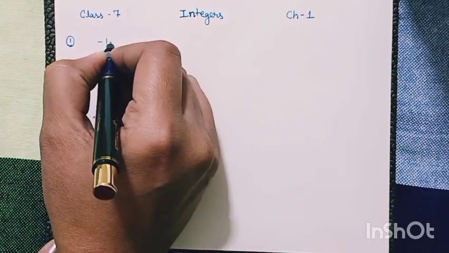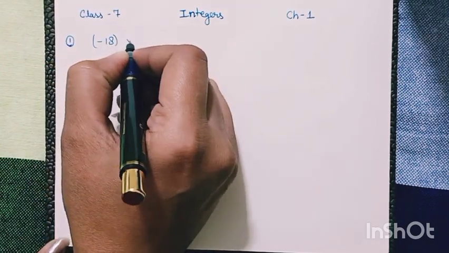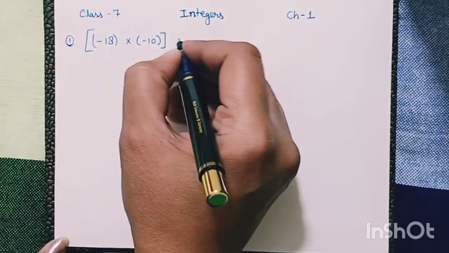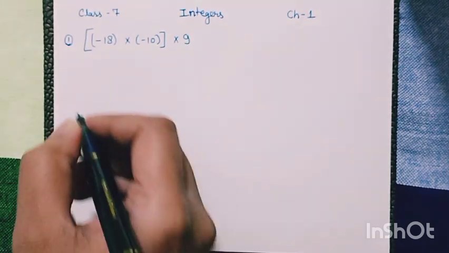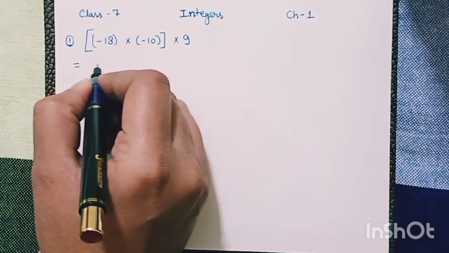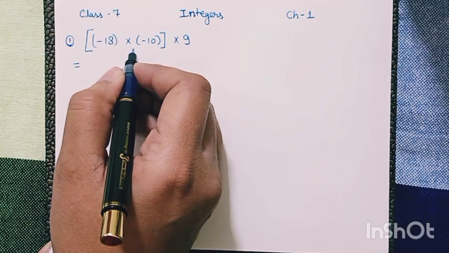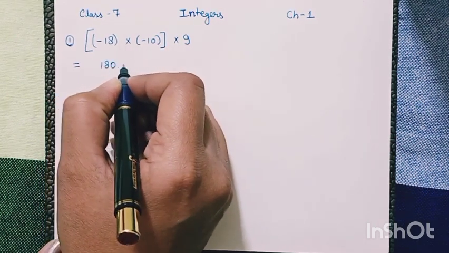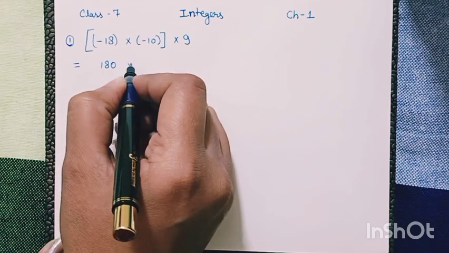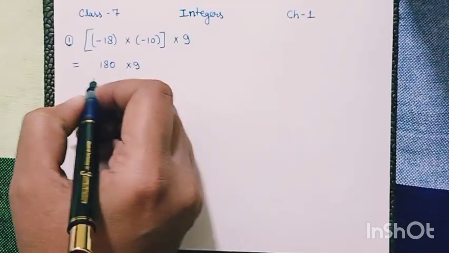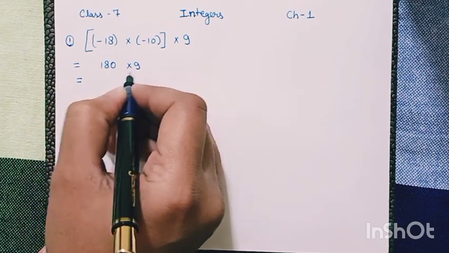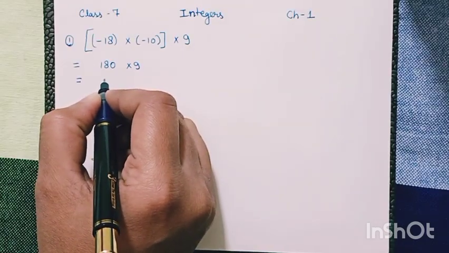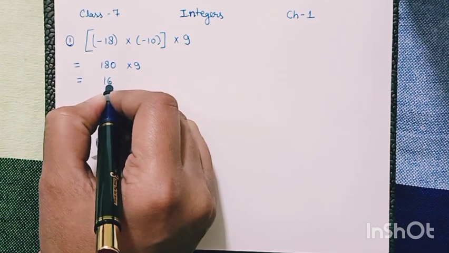minus 18 multiplied by minus 10 in one bracket, and it is again multiplied by 9. So let's solve it. First, these two numbers which have a negative sign will multiply together and give us 180 as the answer. And then it will multiply further with 9. On solving these two, both have positive sign, so simply it will give us the answer, which is 1620.